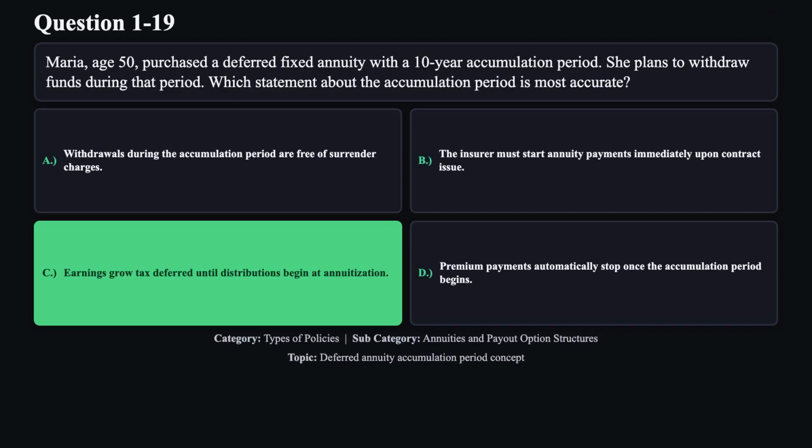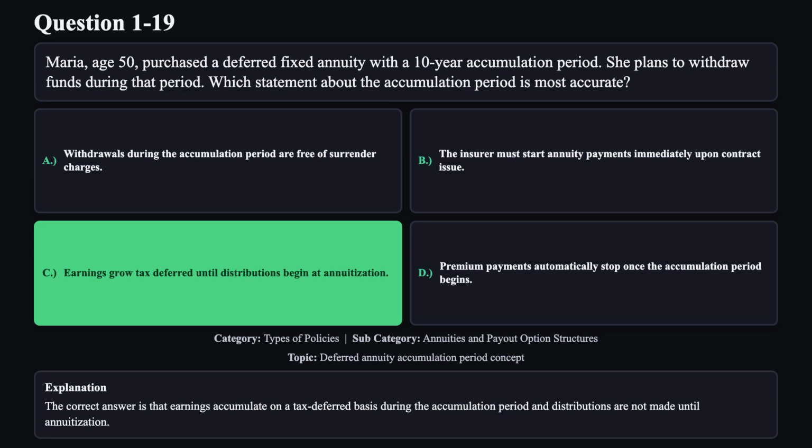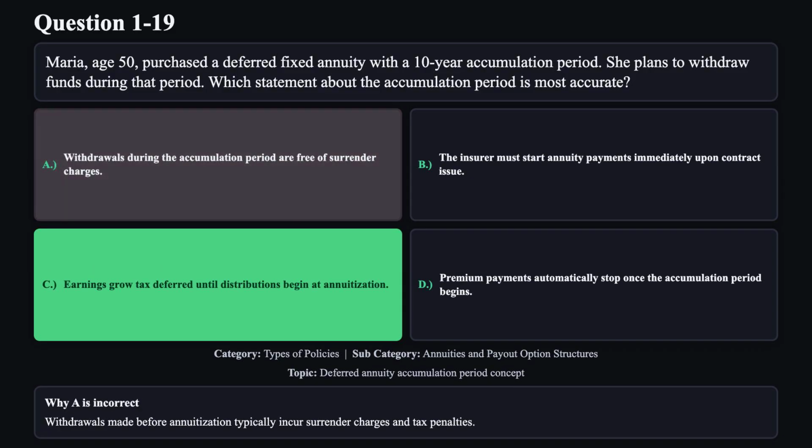The correct answer is C. The correct answer is that earnings accumulate on a tax-deferred basis during the accumulation period, and distributions are not made until annuitization. Reason A is not correct.